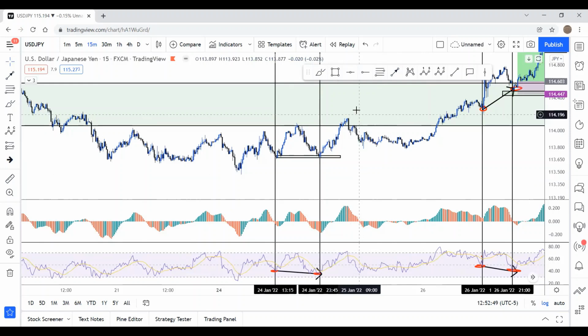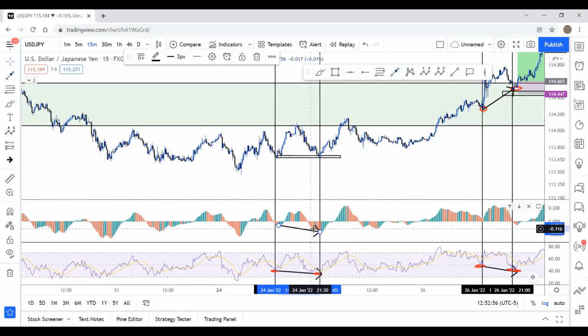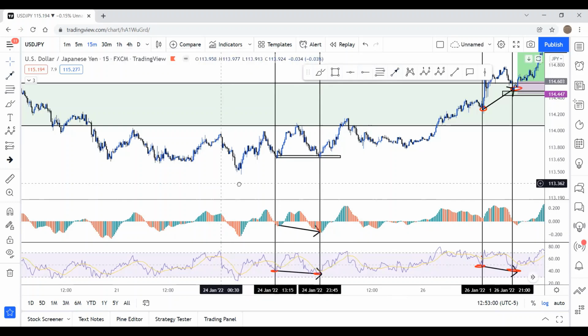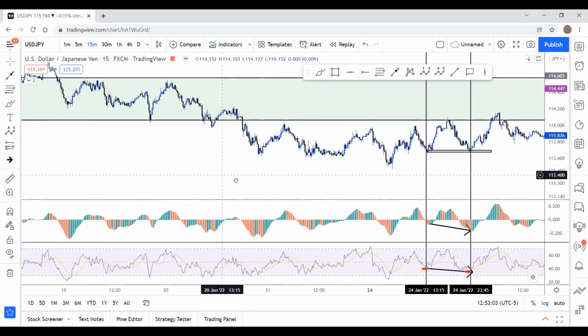So also you can see here in the awesome oscillator, we have this low, and price coming here is a lower low while the lows are equivalent. So beautiful divergence. Let's see if we can spot some more.